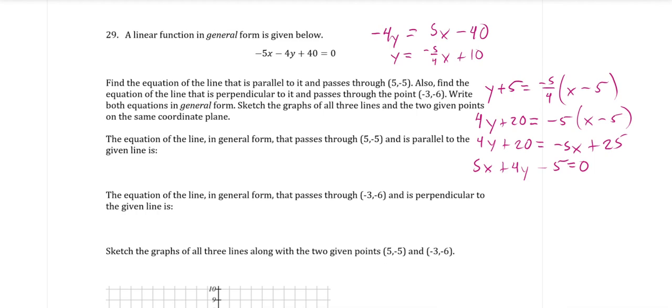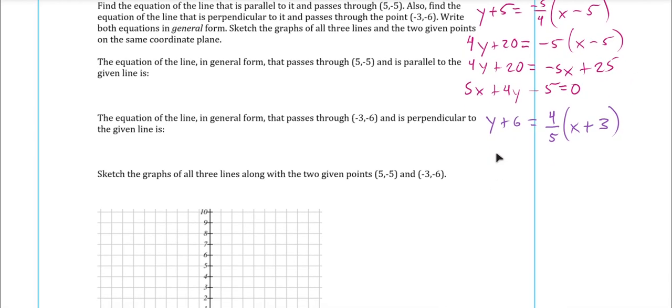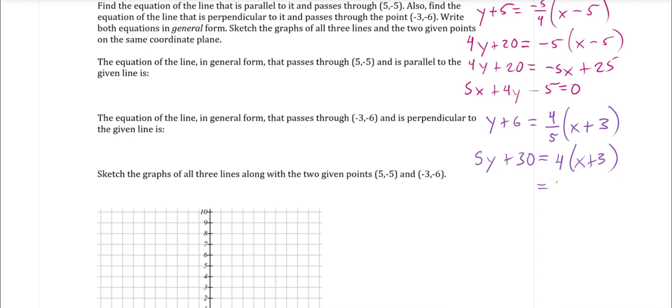Now, to address the perpendicular situation, in point slope form, we would have y plus 6 is equal to, now we want the negative reciprocal slope, which is going to be positive 4/5 times x plus 3. To get this into general form, let's multiply on both sides by 5 first. That'll clear my fractions and make this slightly easier to work with. Distributing by 4, I get 4x plus 12. And bringing that 4 over to the other side, we have minus 4x plus 5y. Bringing my 12 against my 30, I have positive 18.